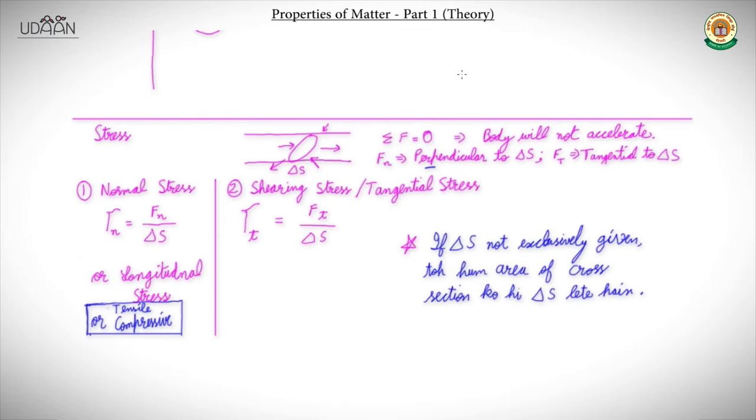Stress. Now, we define two kinds of stress over here, normal stress and shearing stress. We take up a small area delta S, which is randomly oriented. Fn is forces which are perpendicular to delta S, and Ft is tangential to delta S. Normal stress or longitudinal stress is equal to forces which are perpendicular to delta S upon delta S, and shearing stress is given as forces tangential upon delta S.